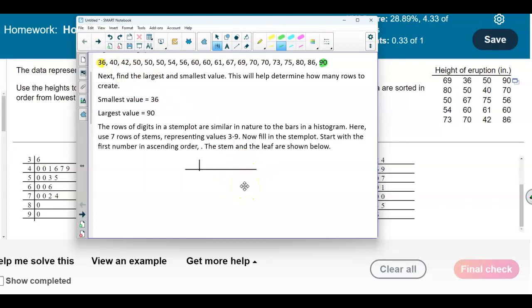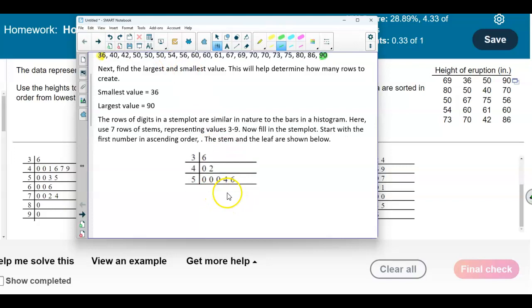The stem and leaf plot is going to be shown below. The stem is 3 and we have a 6. The next values are 40 and 42, so the stem is 4 and the leaves are 0 and 2. The next is 50. There's three 50s, a 54 and a 56. So the stem is 5, and we have 3 zeros, a 4 and a 6. The next stem is 6, and we have 0, 0, 1, 7, 9.